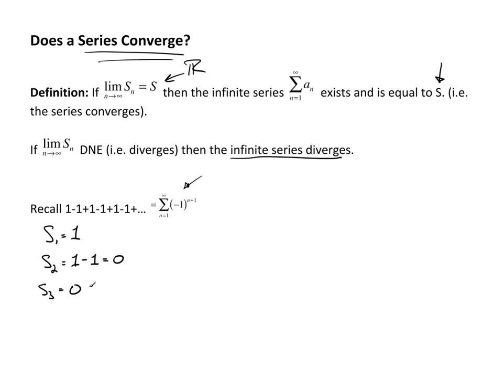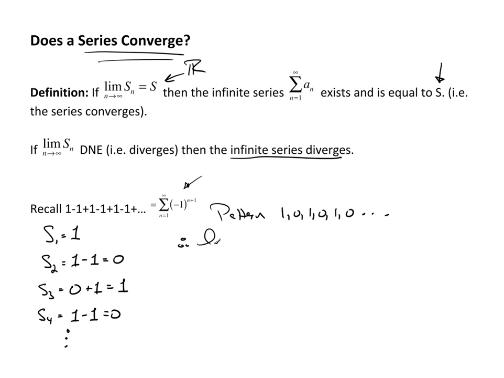Well, this becomes even, so it's going to be plus 1. So this equals 1. And I think you can see S4 is then going to end up being 1 minus 1, which is 0. And this pattern continues on and on. Therefore, the sequence of partial sums is going to have this pattern of 1, 0, 1, 0, 1, 0, and so forth.